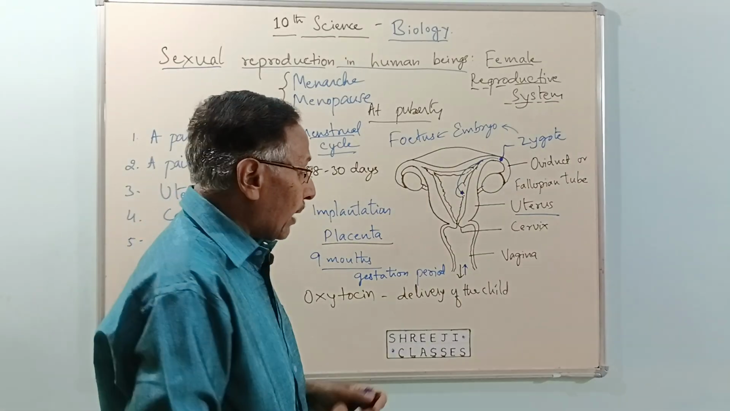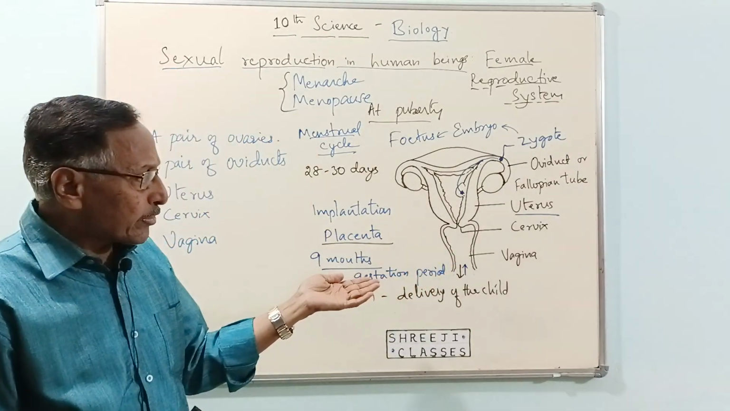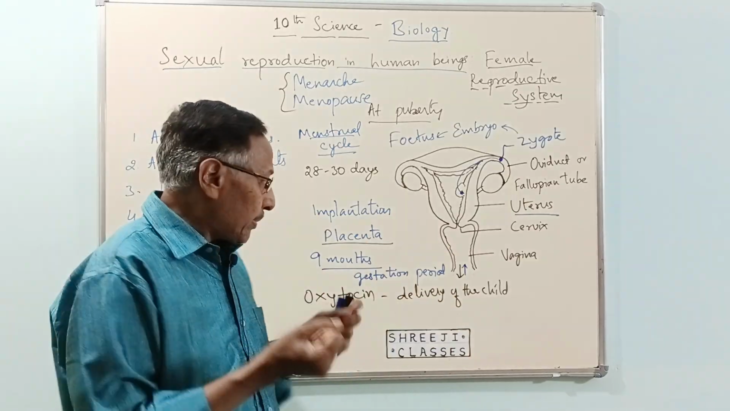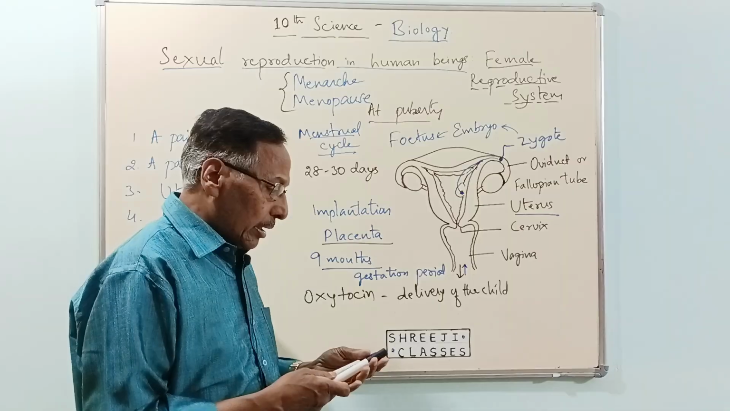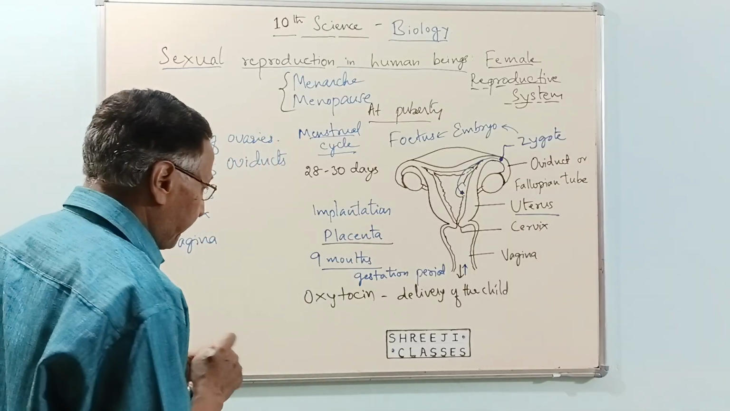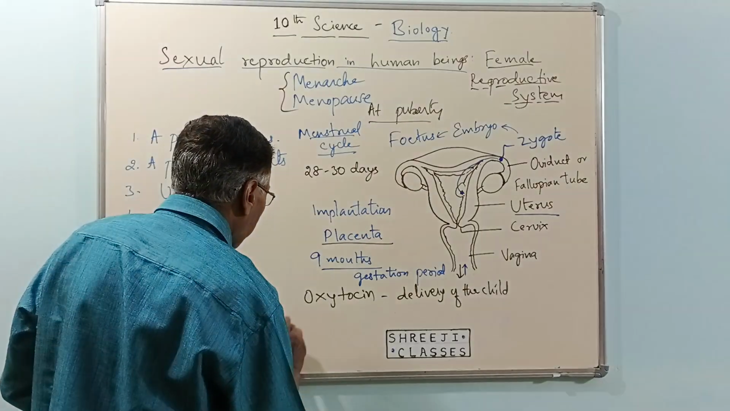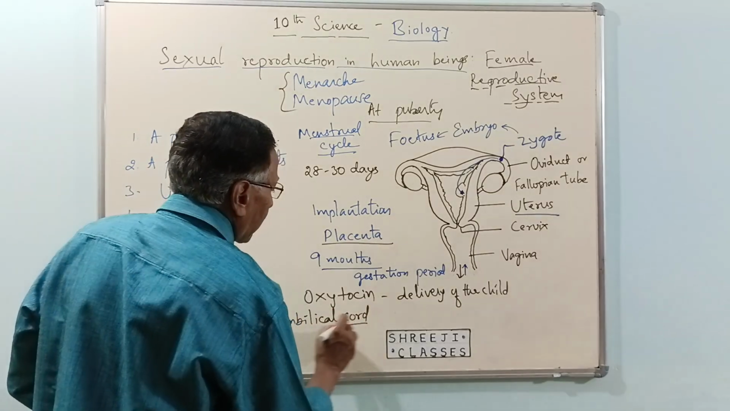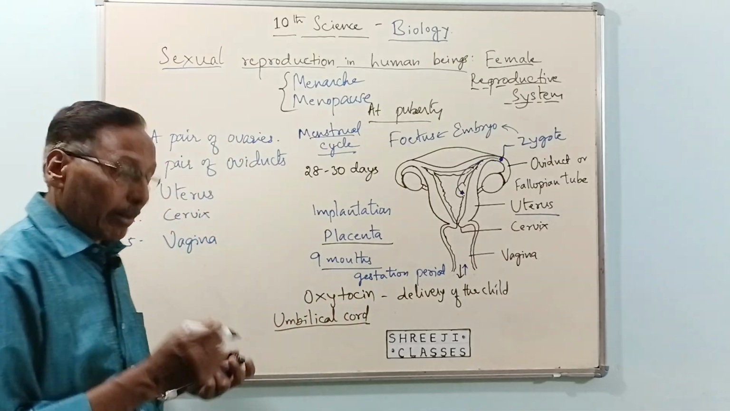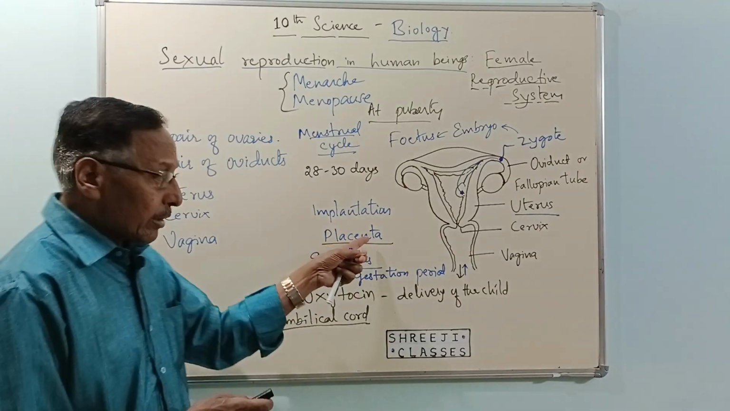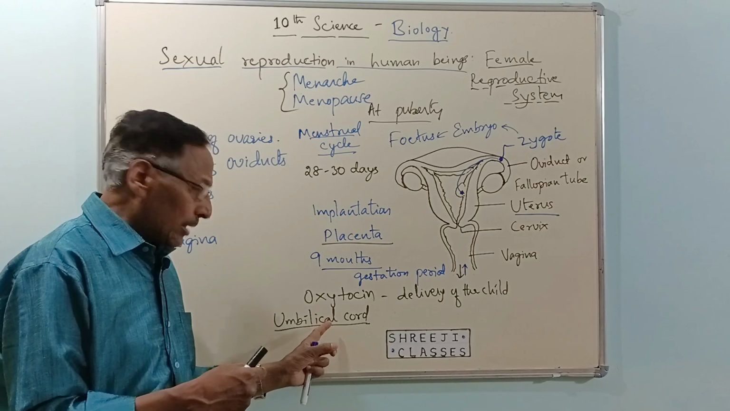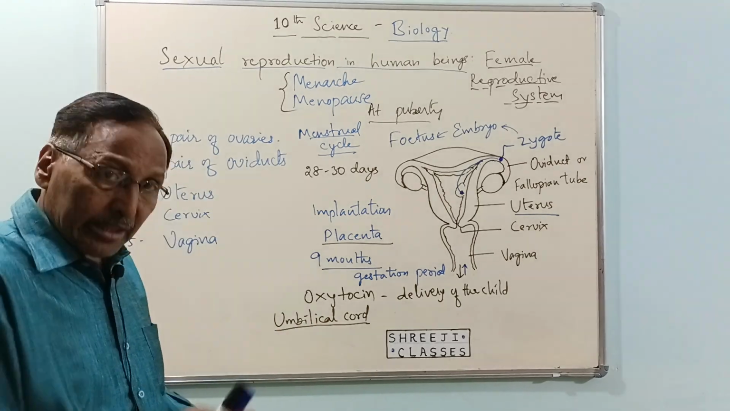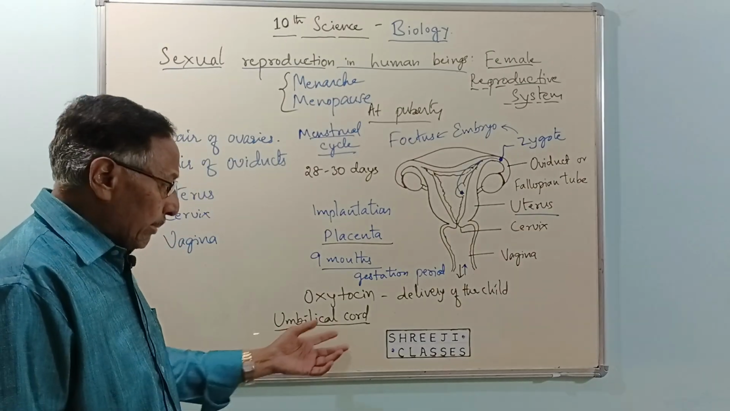Right? Okay, now after the release of child from the ovary, see, there is one connection between the child and the mother, which we call as umbilical cord. This side, placenta, and this umbilical cord. This umbilical cord is cut, which later we call as navel, right?